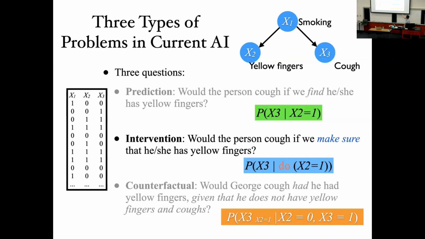But now you have more information. For George, he does not have yellow fingers and he coughs. You know that. Then after an intervention so that George has yellow fingers, do you think the chance for George to cough is very high? Clearly, it's even higher, right? So in this case, by paying attention to a particular subject, you can make the answer much more informative.